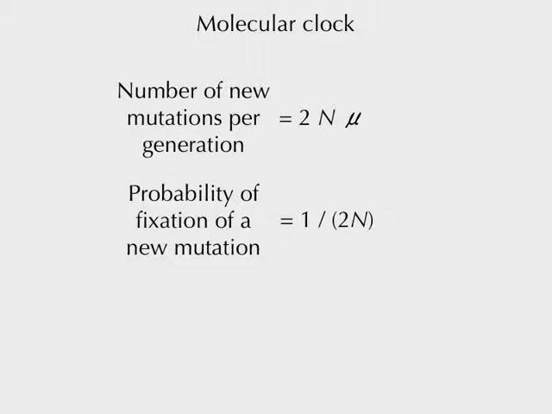All right. So given this, what's the expected number of substitutions per generation?